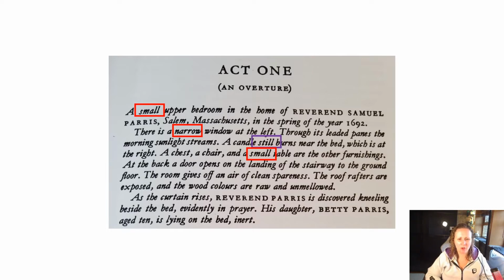We have an adverb of how the candle burns, which is still. A candle still burns. So what's to think about that? And then moving on to Reverend Paris, towards the bottom of the extract, he's evidently in prayer. Ends in an ly, gives you a clue as to what sort of word it is. It's an adverb. He's evidently in prayer. He's not praying, he's evidently. I'm going to have a think about that word.